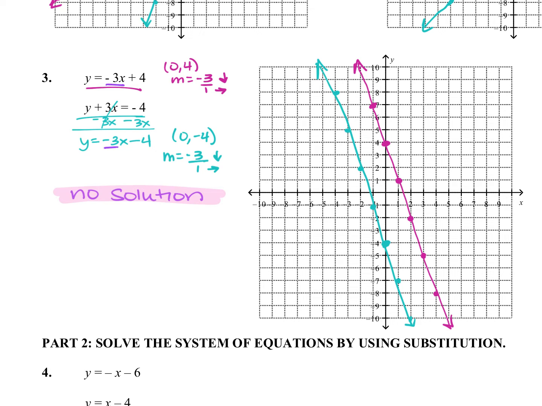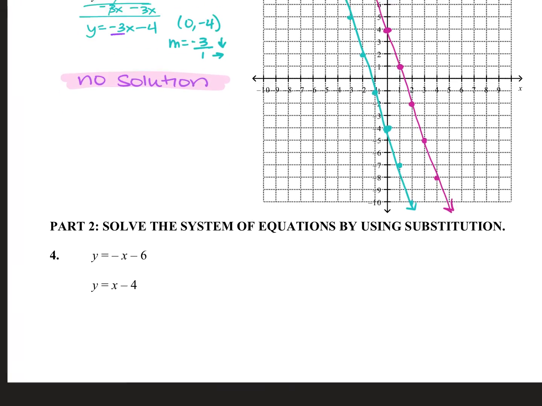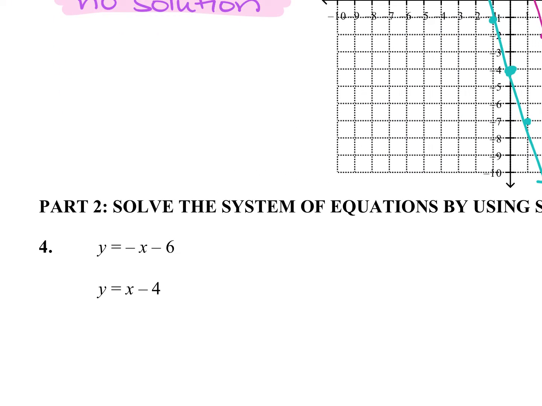The next part that we're going to look at works with solving these systems using substitution. So if we look at number 4, we have y is equal to negative x minus 6 and y is equal to x minus 4. Since your y is equal to y, we're just going to set these two expressions equal to one another and solve for x. So that means we're going to have negative x minus 6 is equal to x minus 4.